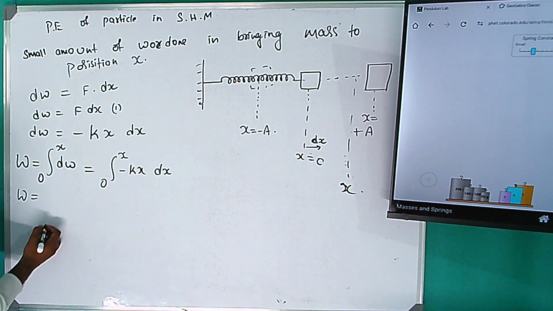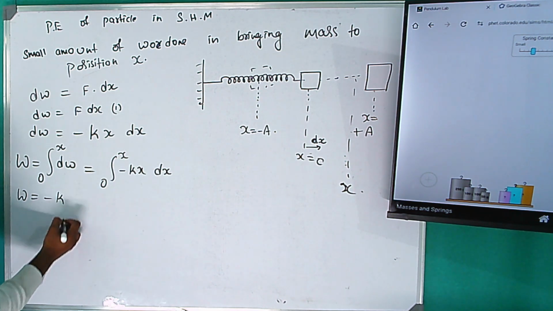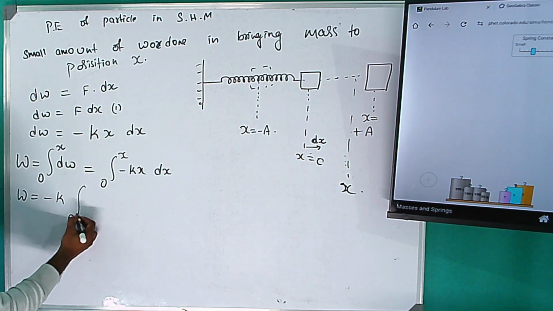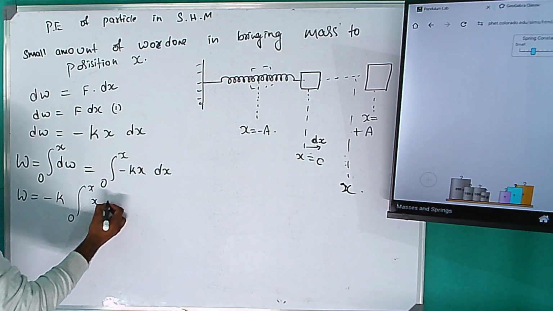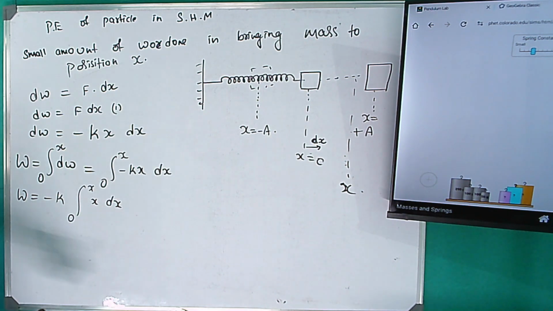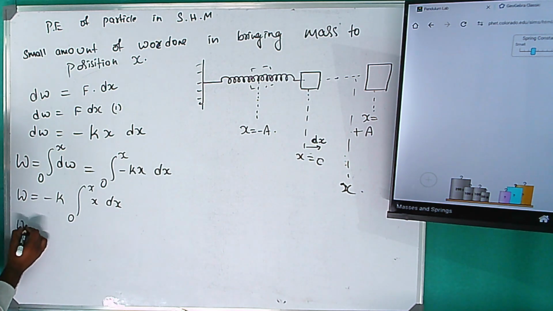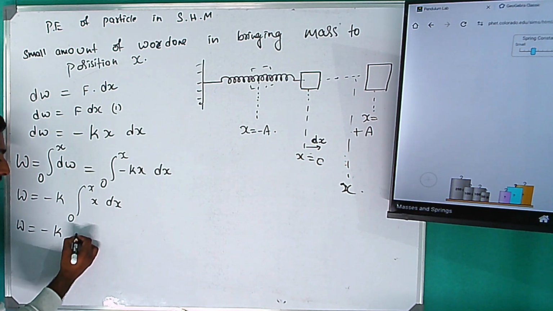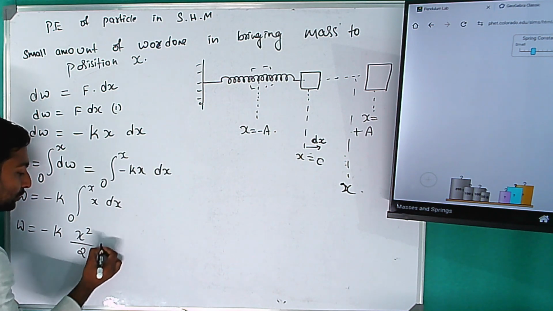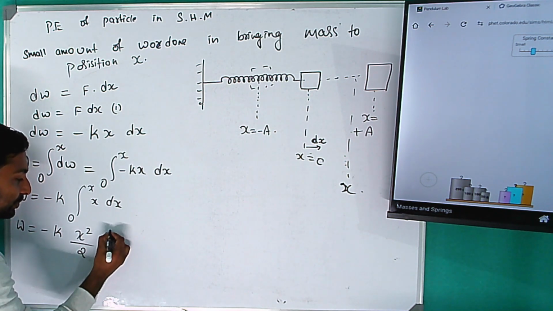Work is equals to, since k is a constant, I can pull it out of the integration 0 to x dx. What is integration of x? Integration of x is nothing but x square by 2. W is equals to minus k x square divided by 2 with the limits 0 and x.